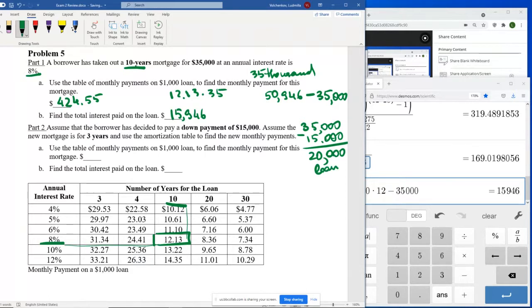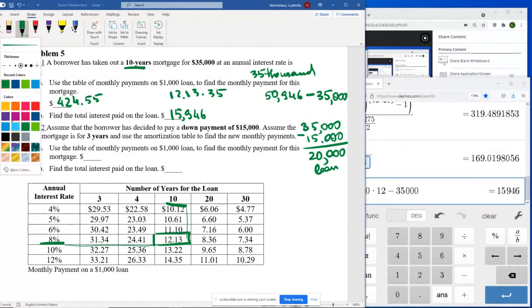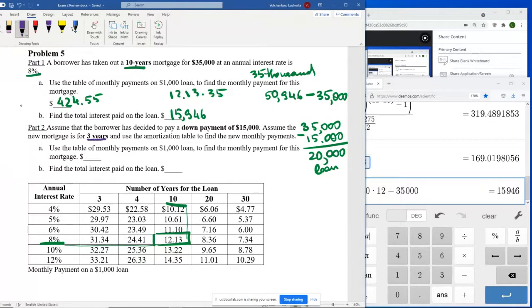And it is lower now, and assume that the new mortgage is for 3 years only, and so you will have new monthly payments. So the second loan is for 3 years. 3 years. But the percentage is the same. The interest rate is the same. It's still 8%.